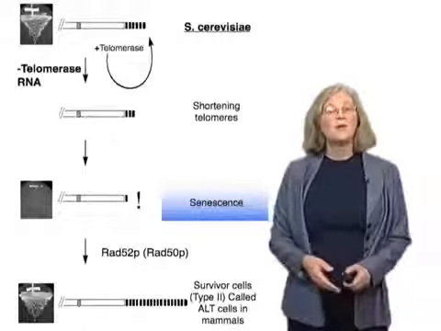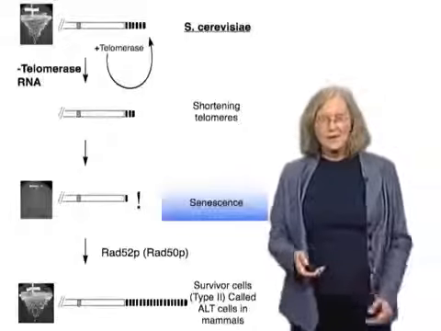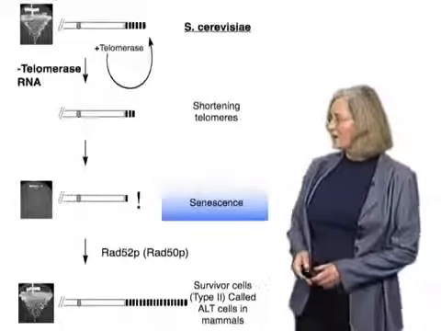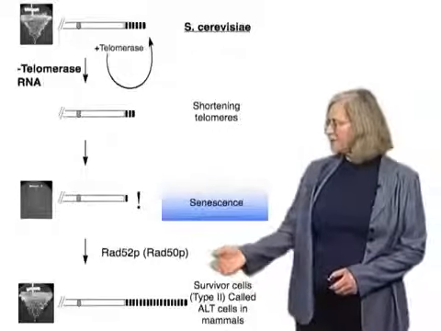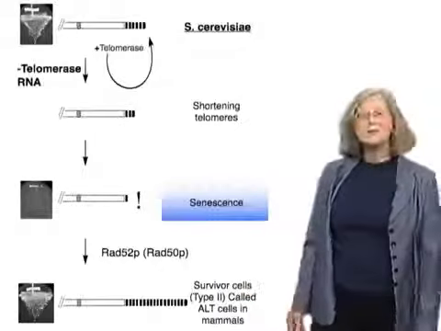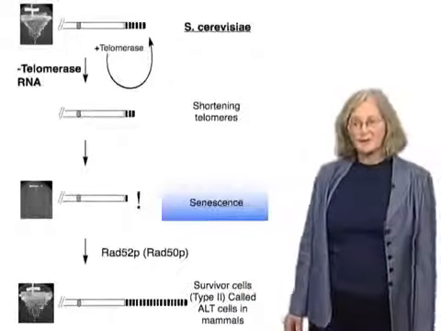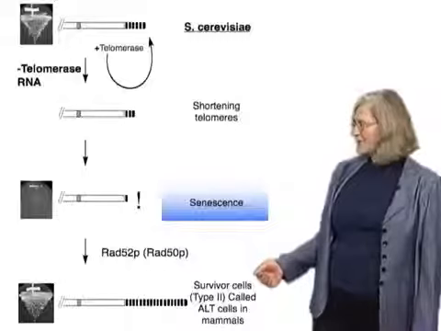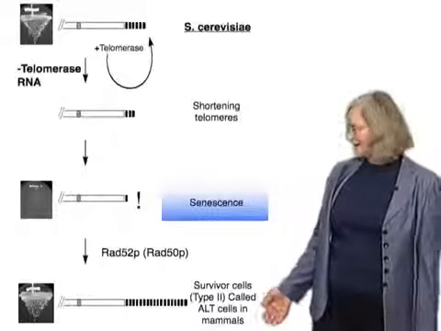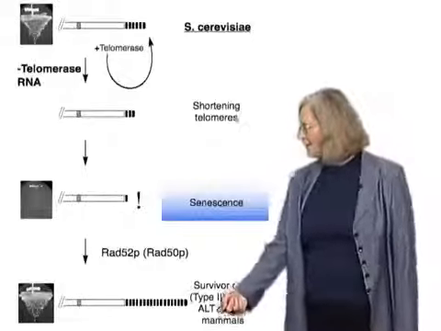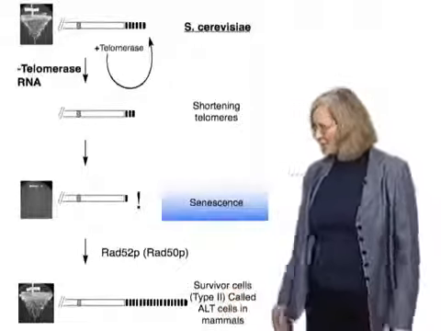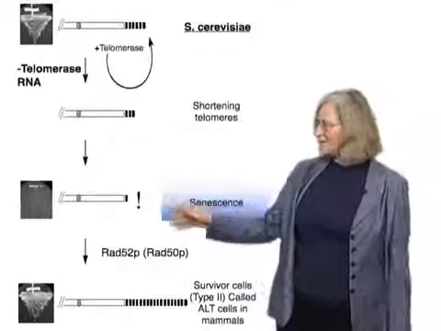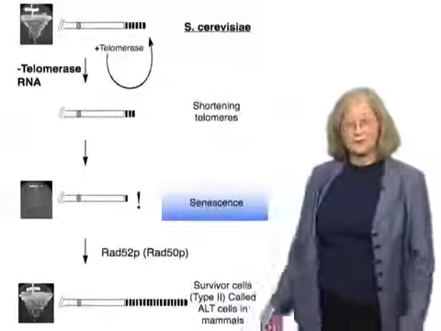What are RAD52 and RAD50? These are in the homologous recombination pathway. They're needed for recombination, and therefore, to get survivors required recombination. Similar phenomena have been seen in mammalian cells. They have been less well characterized genetically, but similar survivor cells have been seen, and they're called ALT cells in mammals, for alternative lengthening of telomeres, ALT cells. Without telomerase, most cells go through senescence, but rare cells can survive.